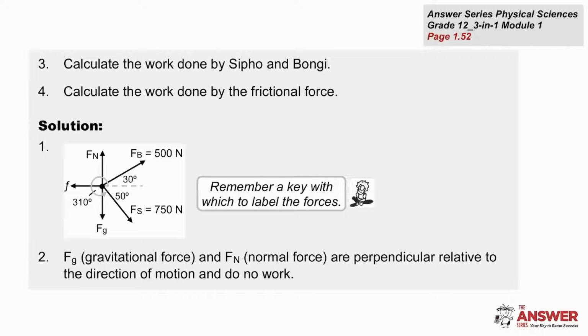First things first. Here is the free body diagram. Let's add in delta x. We will use the angles between the forces and delta x rather than the horizontal components when doing the calculation. Secondly, the normal force and the gravitational force are perpendicular to delta x, so they do no work.